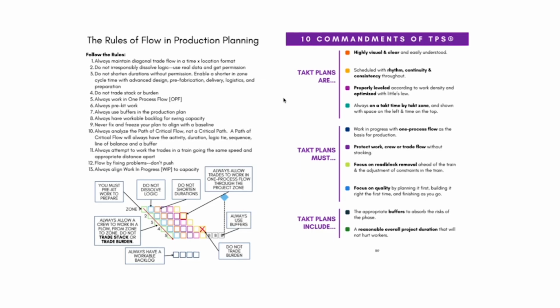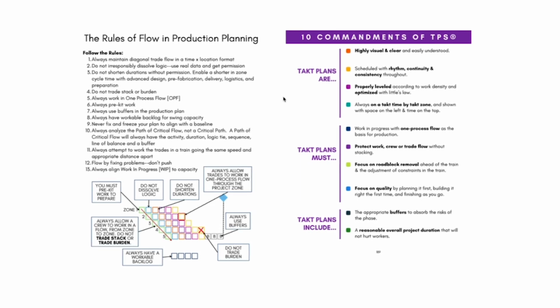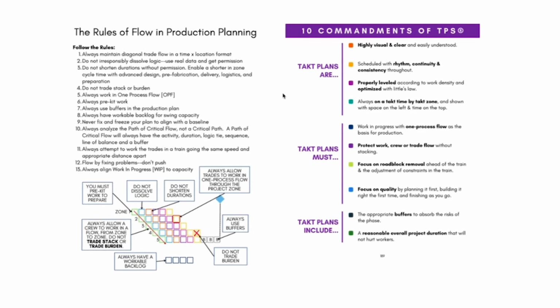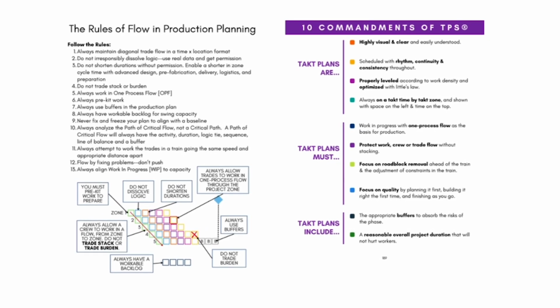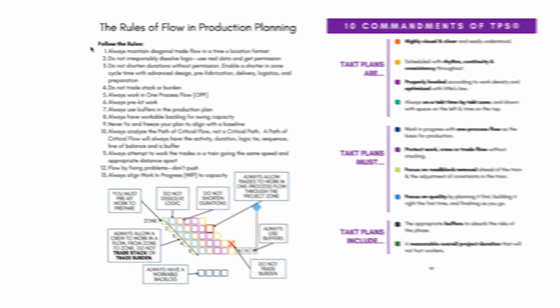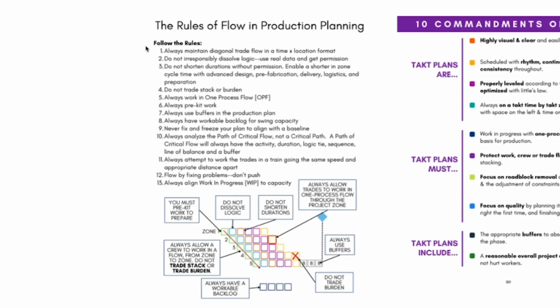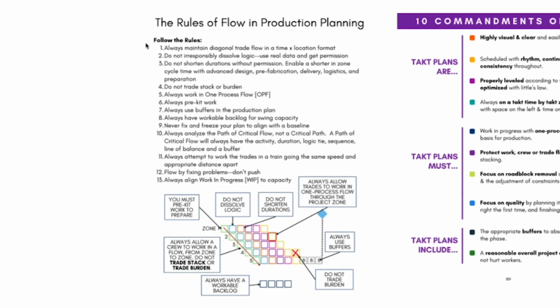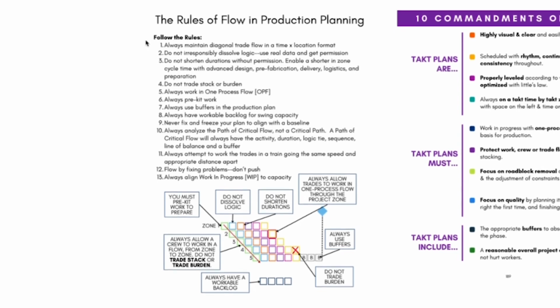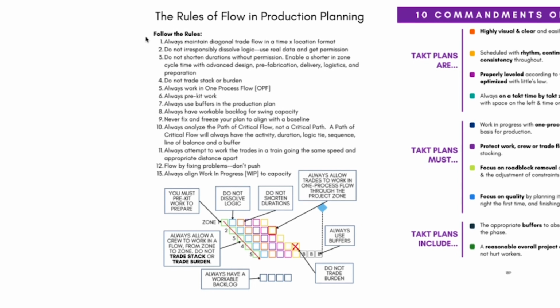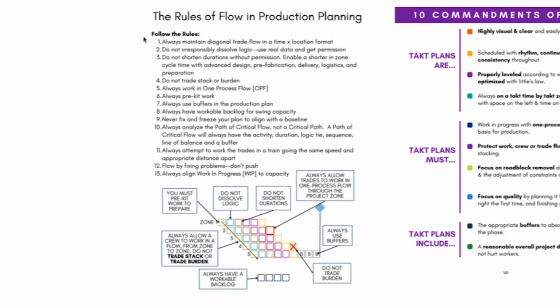And so one of the things that I really like is that Takt isn't just a system or a scheduling system or even a software. It's a way of doing things. So we have checklists that I think you'll absolutely love. One of them is the rules of flow and production planning, which basically say always pre-kit, do not dissolve logic, do not shorten durations, always allow trades to work in a flow, utilize buffers, don't trade burden, always have workable backlog, and always maintain diagonal trade flow.